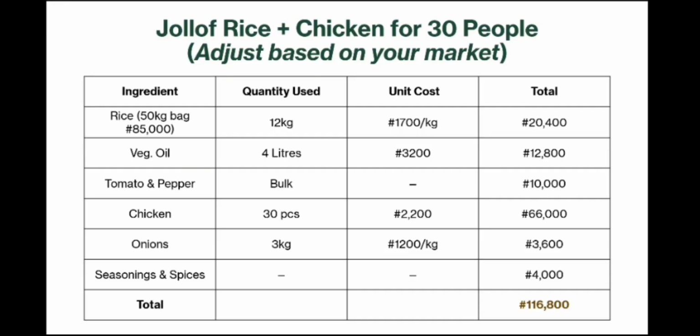So in order for us to get the total cost of all the ingredients, you have to sum up the cost for each of the ingredients. By the time we sum up the cost, that's 20,400 naira plus 12,800 naira plus 10,000 naira plus 66,000 naira plus 3,600 naira plus 4,000 naira. Then we get 116,800 naira total cost of ingredients.